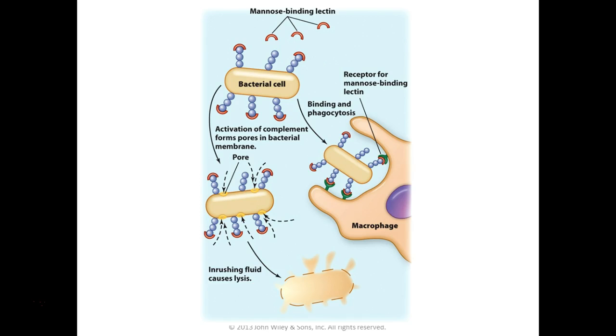How we're going to actually destroy it, one of the ways we can do that is that we have cells that have receptors for these substances. So in the case of mannose binding lectin, when it binds, we have receptors on our cells, like a macrophage, that can grab onto that. Do you see how it has a receptor right there? Receptor for mannose binding lectin.